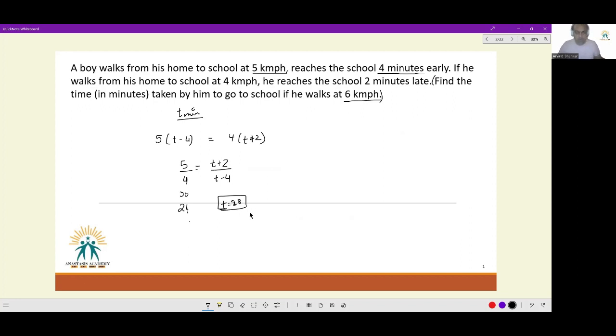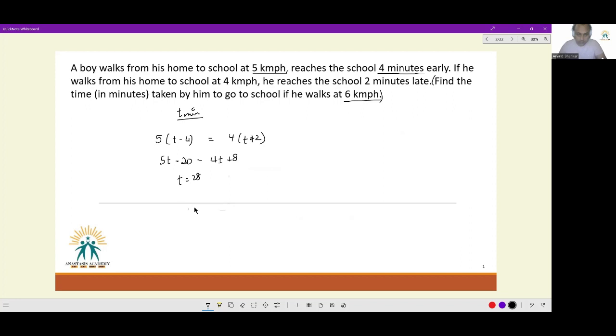We can solve it this way. We can also solve it in a simple equation manner, which will get us to the same working. Let's say I open it up, I get 5t minus 20 is equal to 4t plus 8, or t is equal to 28. It takes him 28 minutes to get to school usually. Remember, this t minutes was the usual time.